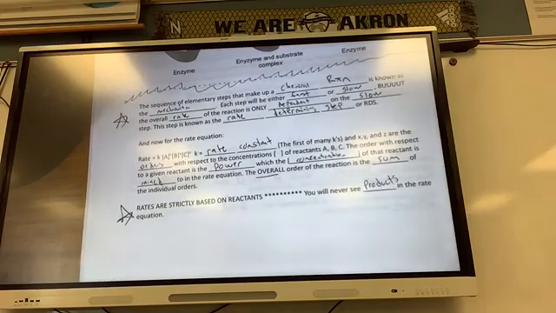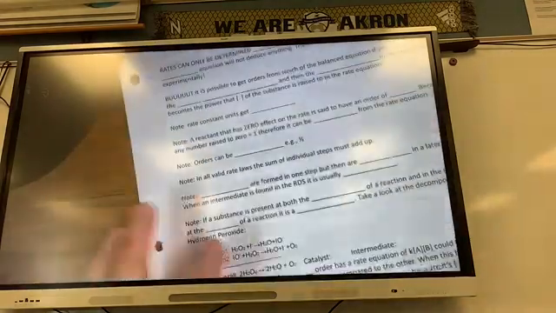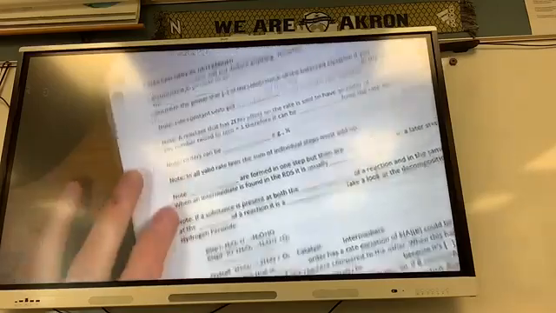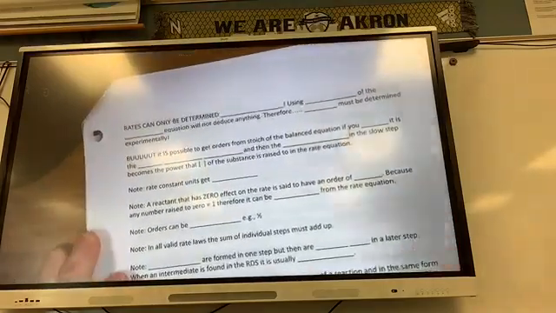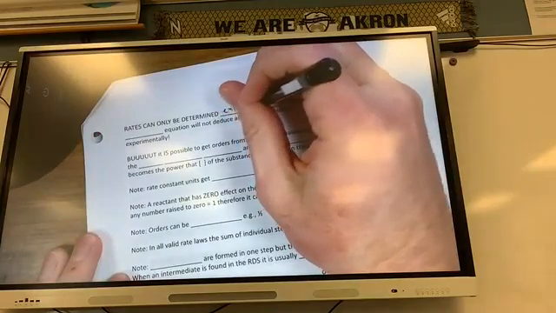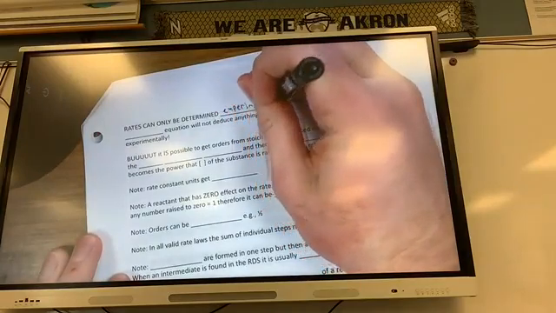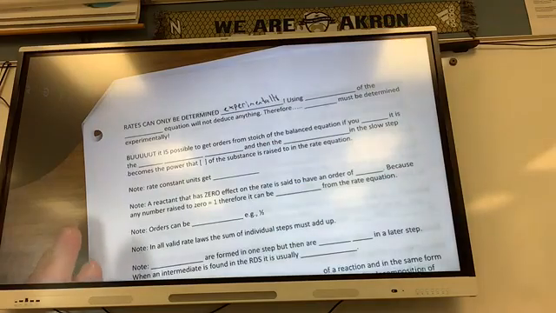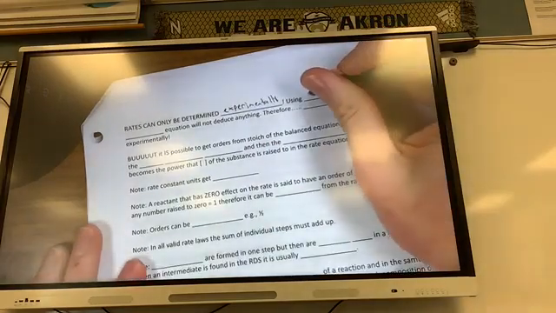Flip it. We're kind of cooking a little bit here. Okay? Rates can only be determined experimentally. So that means you have to do an experiment, which we are going to do on Friday, using, what's that?